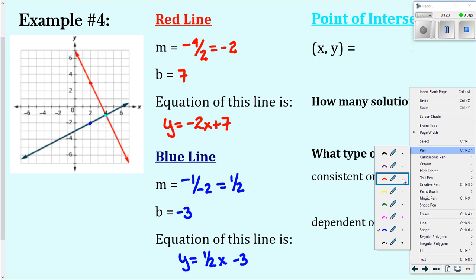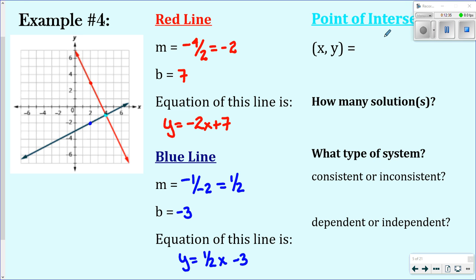Now they ask for the point of intersection. I'll use purple for that. My point of intersection is going to be a coordinate point. Where they intersect, right there, it's 4, -1. Next question is how many solutions? You can clearly see that there's one solution, because they intersect at one point.